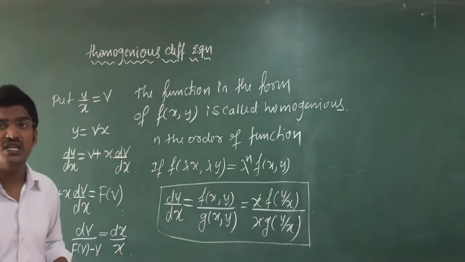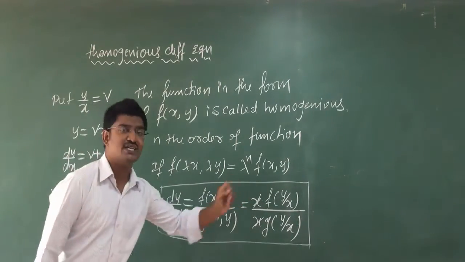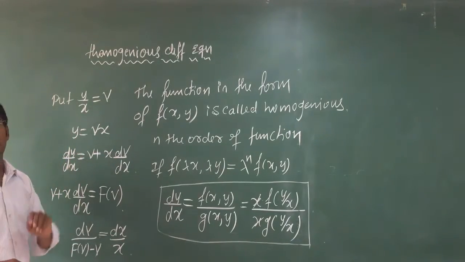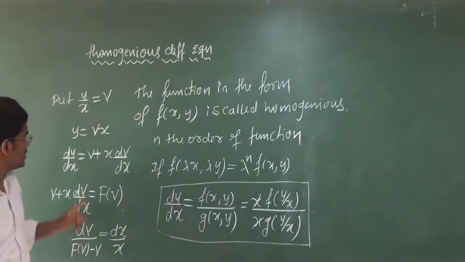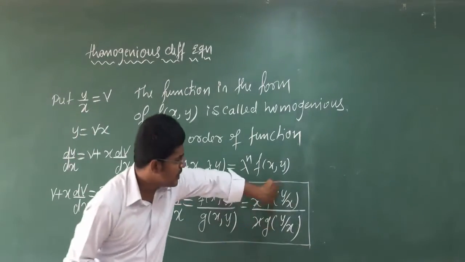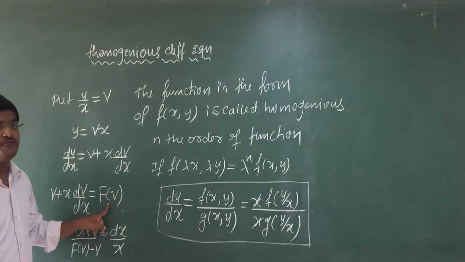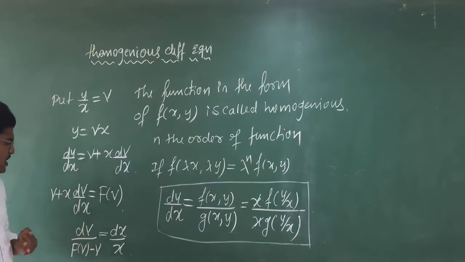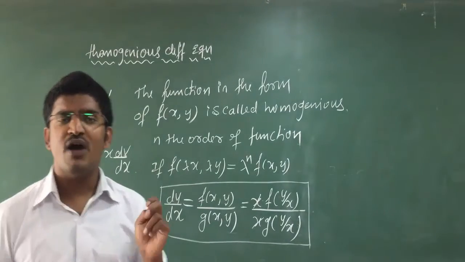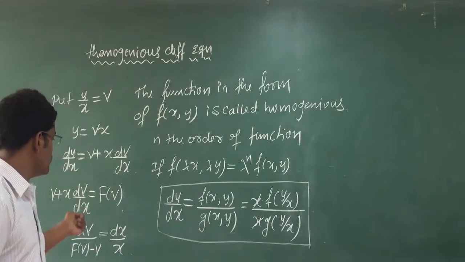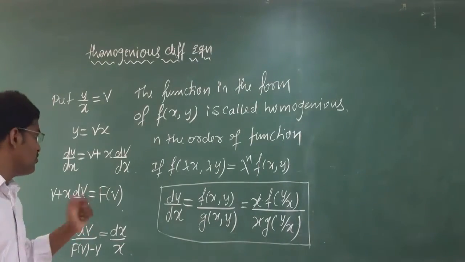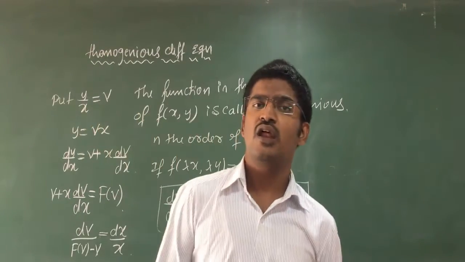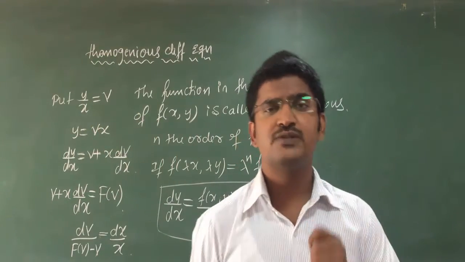So while solving by the homogeneous differential equation method, you have to put y by x as v. So y by x as v means if I differentiate, you are going to have v plus x into dv by dx. In the place of dy by dx, you write this complete term, which I will write as capital F of v. Clear? So if you simplify this, it will be in the form of dv divided by f of v minus v equal to dx by x. Now integrate on both sides. So you are going to have your required solution. Clear? Now let us go for problems on this.